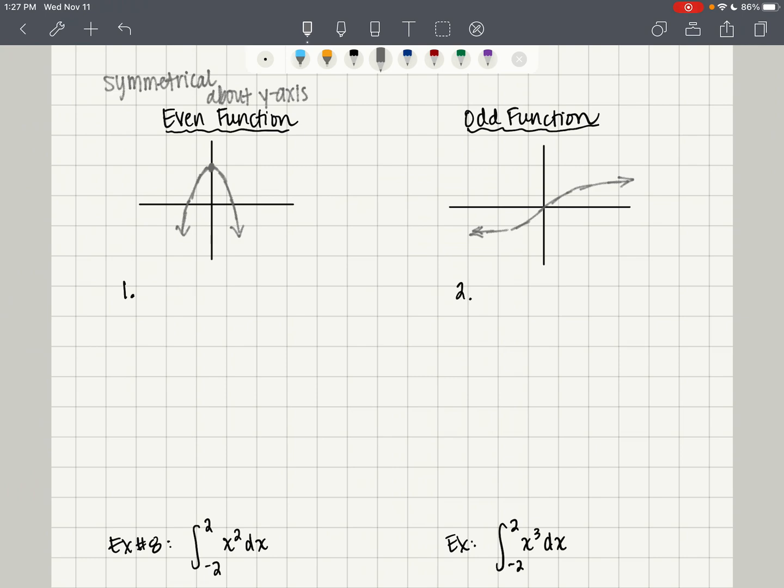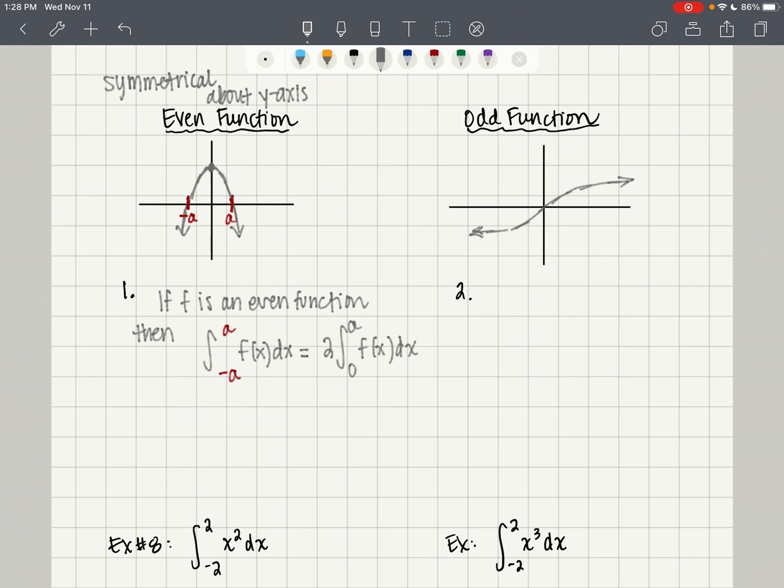And when you have an even function, if f is an even function, meaning it has that symmetry about the y-axis, then the integral from negative a, we'll say this is negative a and this is positive a, the integral from negative a to positive a of f of x dx is equal to 2 times the integral from 0 to a of f of x dx.